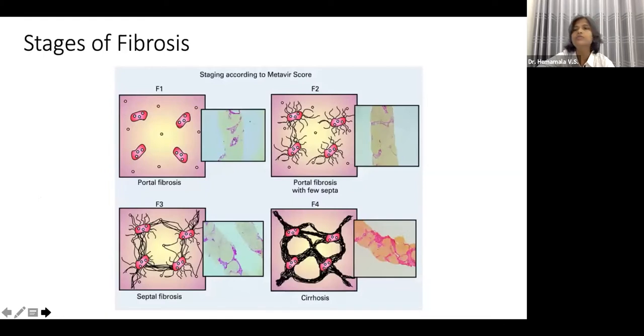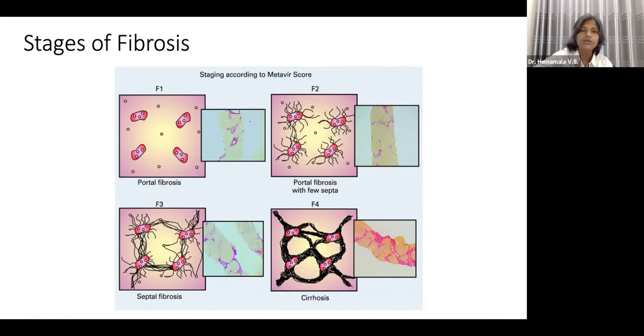You know that when it comes to liver disease, the basic underlying pathology, irrespective of the etiology, is fibrosis. There are 4 stages you would have read from your undergraduate medical days. F1 is just portal fibrosis. F2 is portal fibrosis with few septa. F3 is septal fibrosis along with portal fibrosis. And cirrhosis is complete nodule formation. This cirrhosis is what we call end stage liver disease.